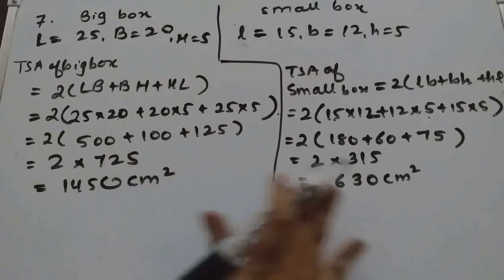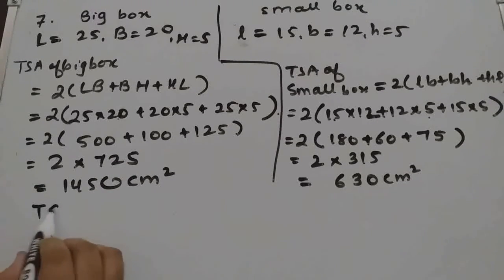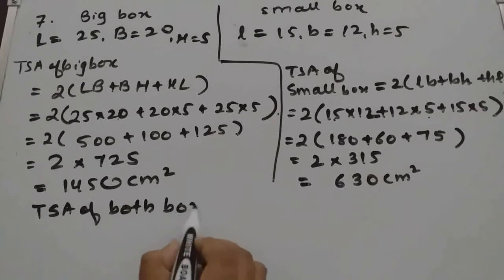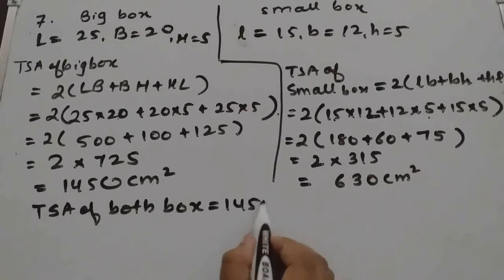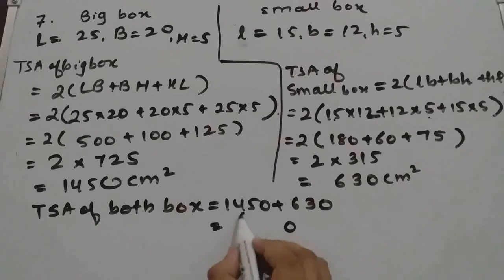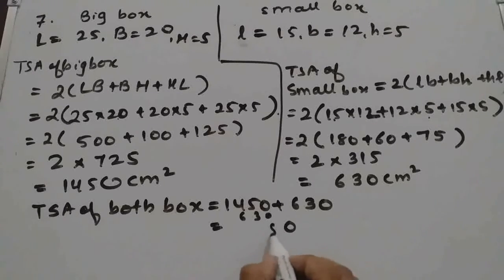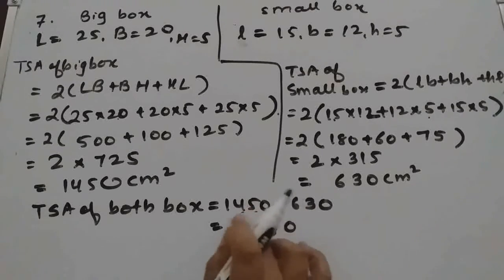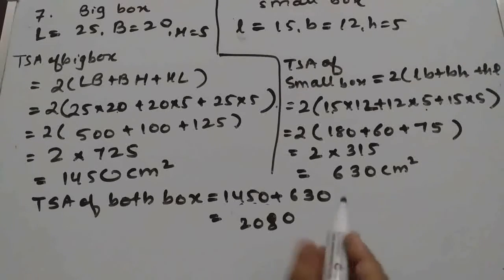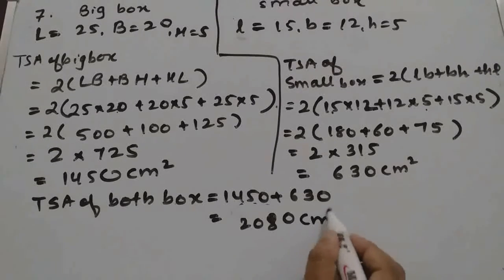Now the total surface area of both boxes will be 1450 plus 630. We can add this, isn't it? So what we will get, 0, then 630, we have to add, 2080. 2080 is the TSA of both boxes. This is in centimeter square.